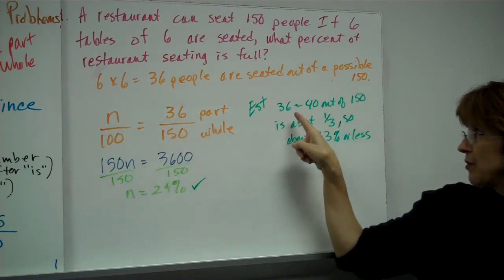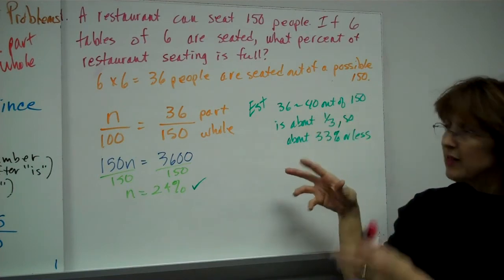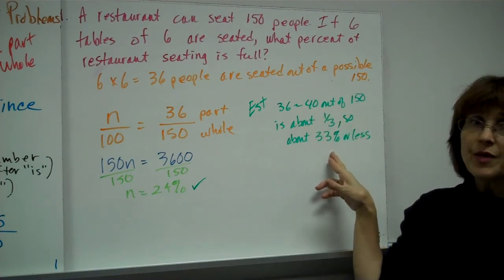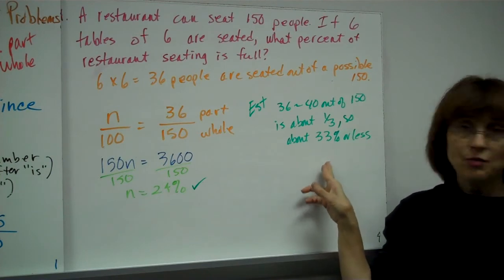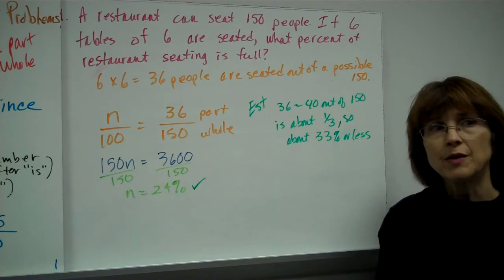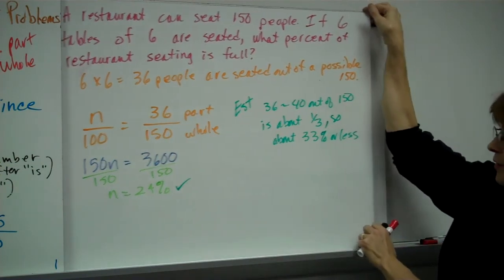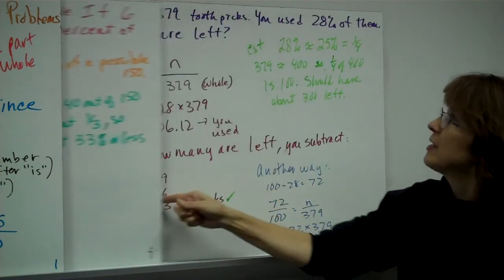Again, you think about estimating. Well, 36 is about 40. 40 out of 150 is close to 50, and 50 out of 150 is 1/3. So I'm thinking it's going to be less than 33%, because that's 1/3. So we do our cross products, and we found out that it's 24%. I knew it was less than 33, and that's exactly what it is. Okay, just got a few more examples.